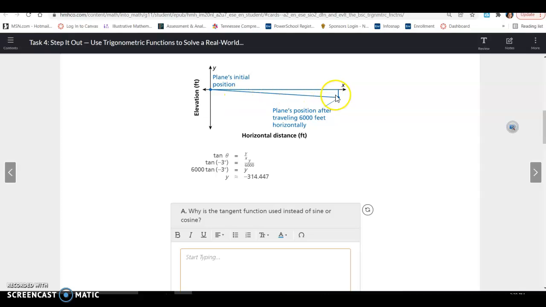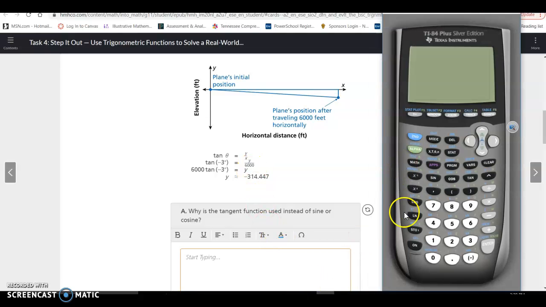All right, so the opposite is the unknown, and the adjacent is, in this case, the x, the 6,000 feet. All right, so what is tan of negative 3 degrees equals y over 6,000? So you have to think back to geometry or integrated math 2.